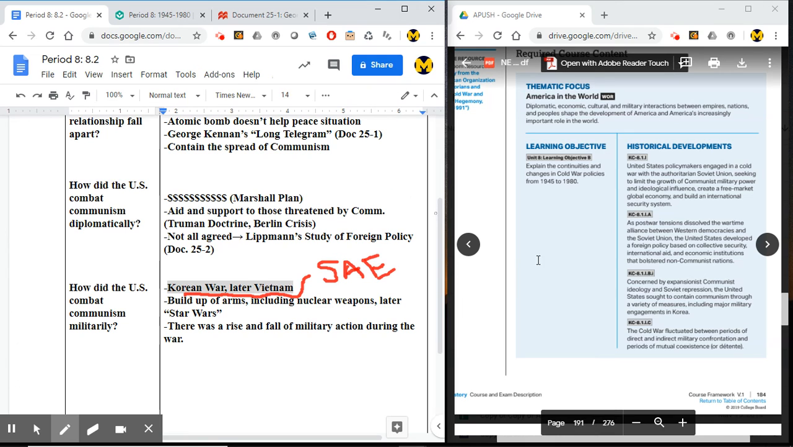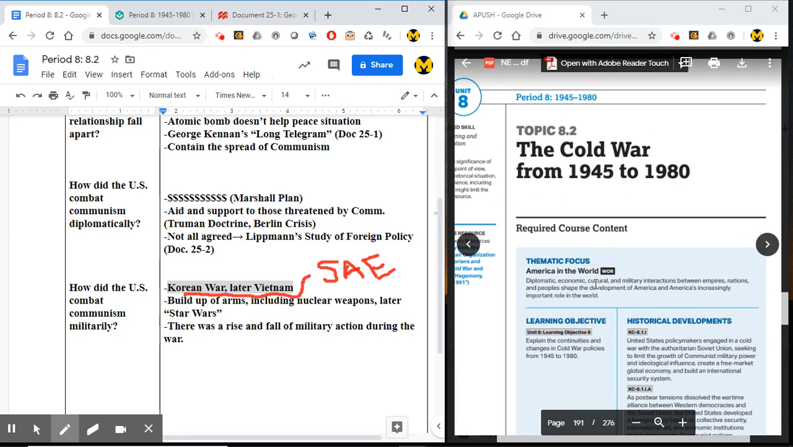And so that is topic 8.2, an overview of the Cold War. Take a look at all that reading. Take a look at Khan Academy. Be helpful to you guys. And we'll look at 8.3 later on.